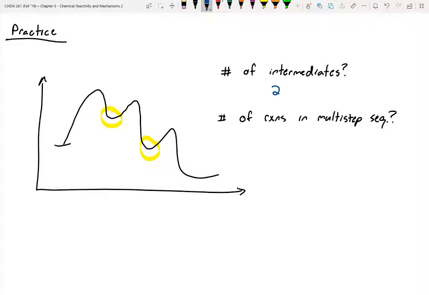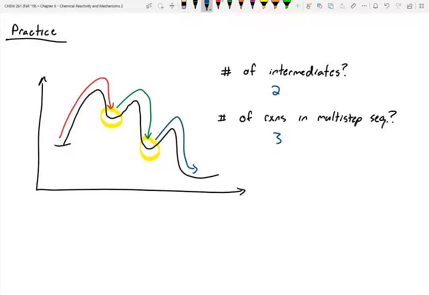All right, how many reactions for this multi-step sequence? So what I would say is this would be one reaction, right? This would be a second reaction. And then this would be a third reaction. So I'd say this would be 3 total reactions. So just by seeing the reaction coordinate diagram, we can make some simple assumptions about the number of steps required for a reaction to proceed.